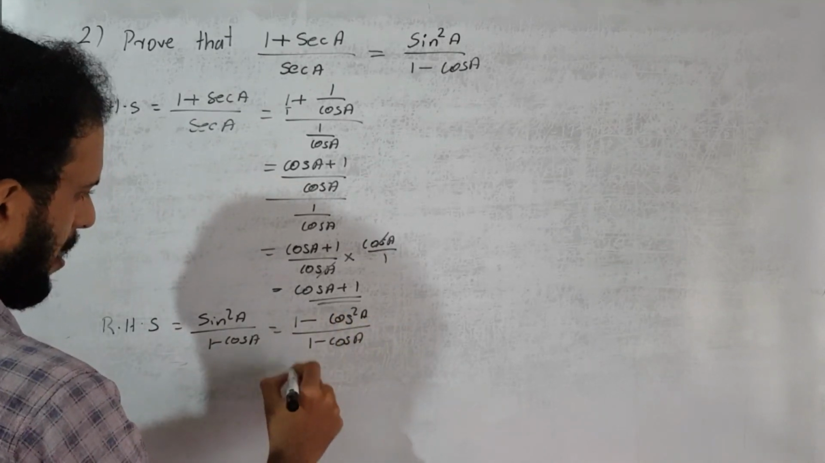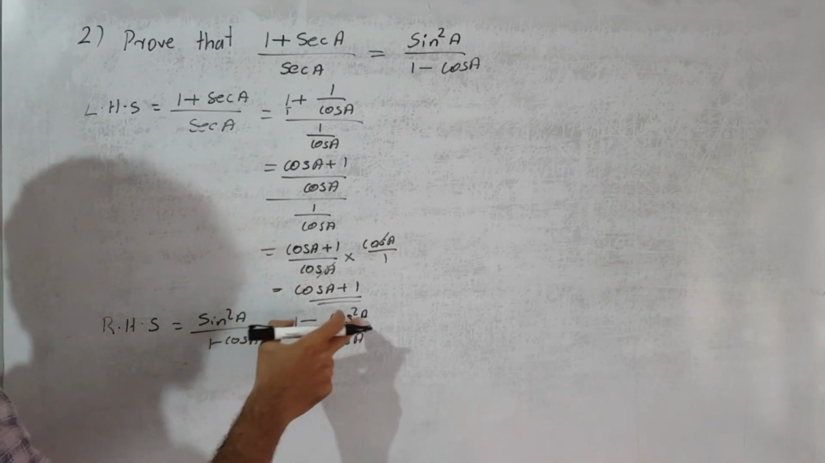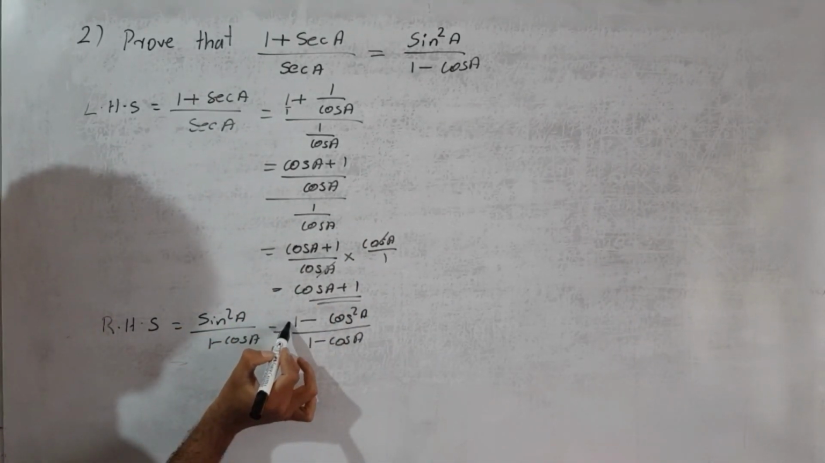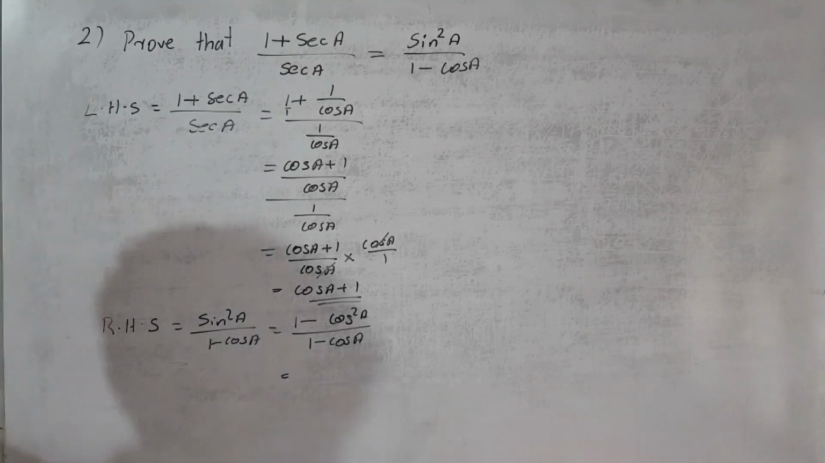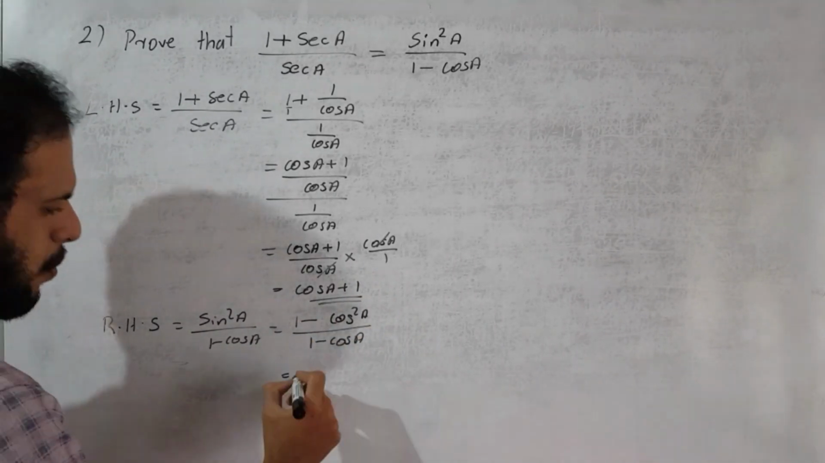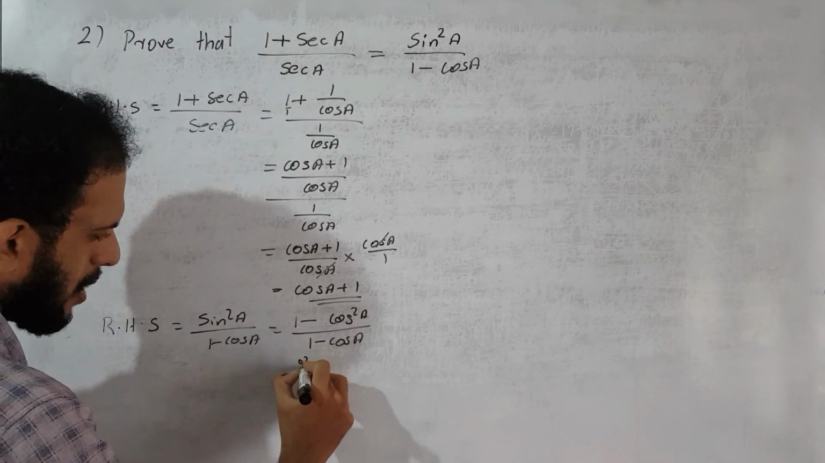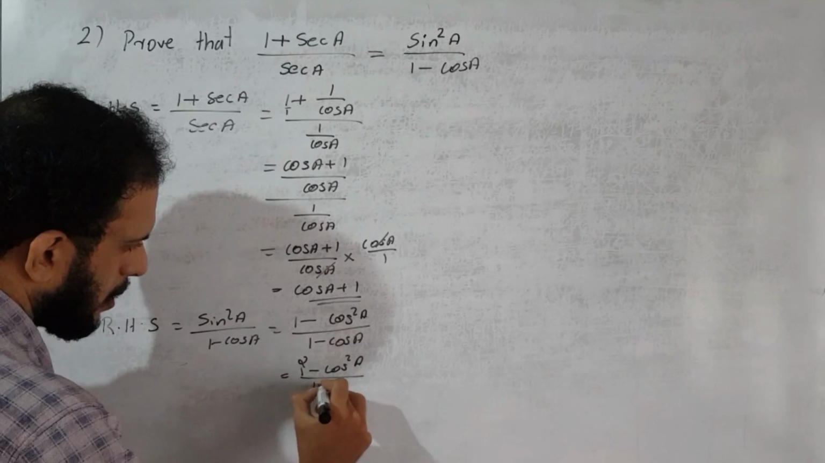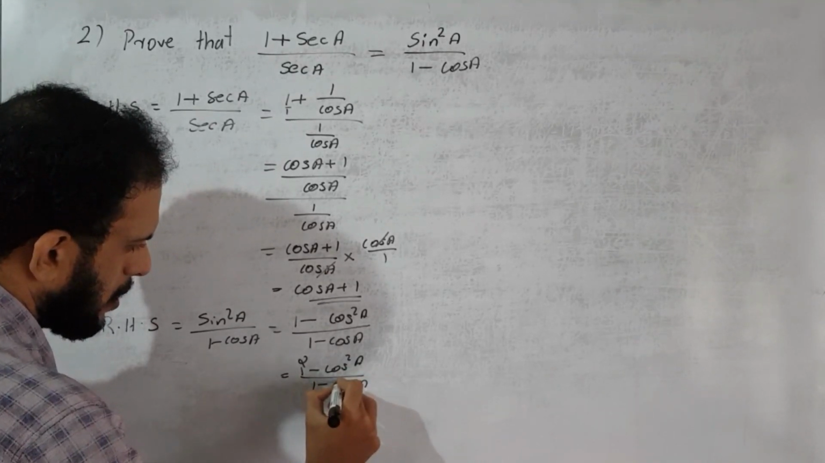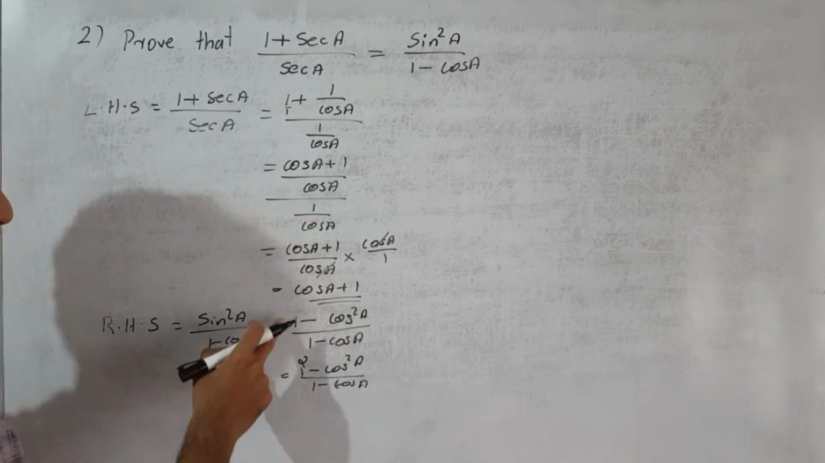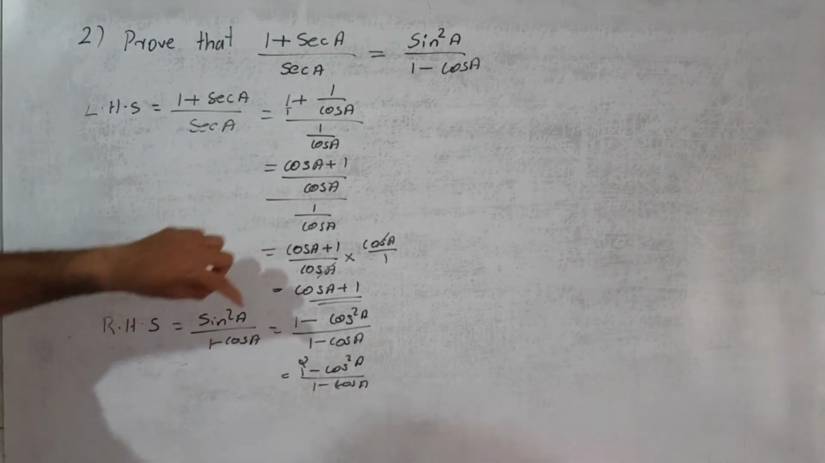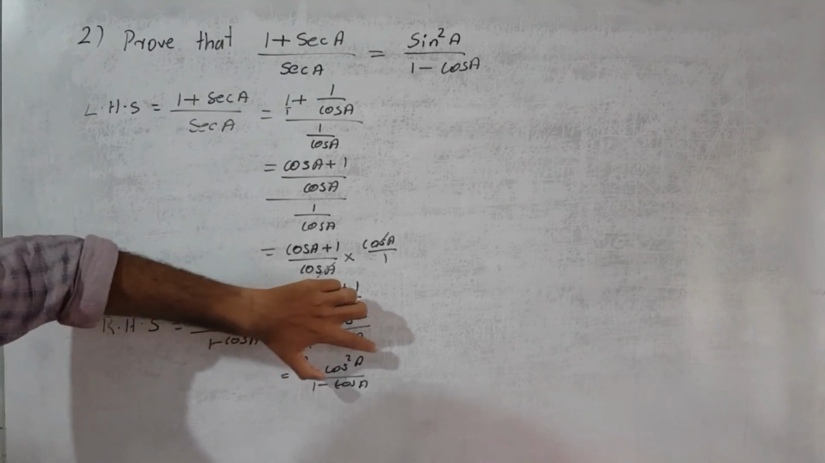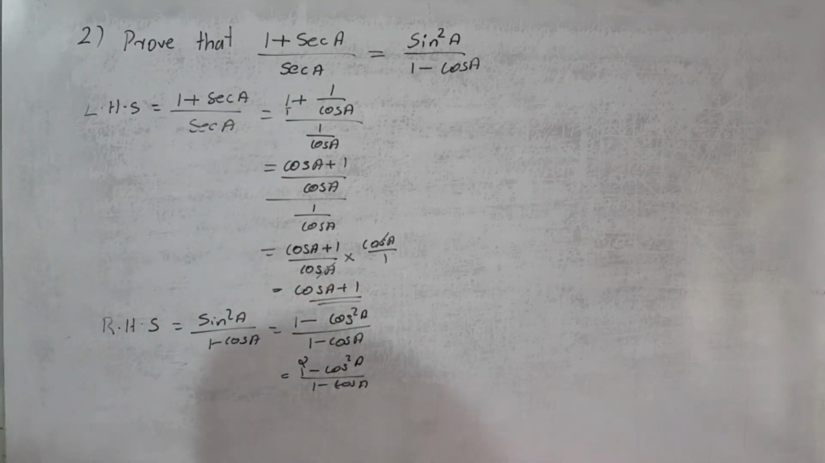Then is equal to, what is this form? 1 minus cos square A, correct? Then we know that 1 is a square of 1. So 1 minus cos square A is possible to write as 1 square minus cos square A by 1 minus cos A. Why? Because 1 square is 1, so it's possible to write 1 in the form of 1 square, minus cos square A by 1 minus cos A.